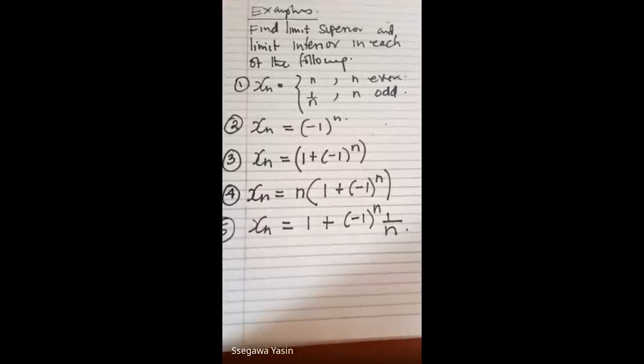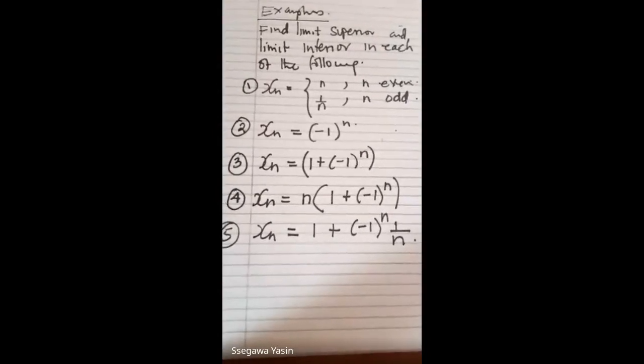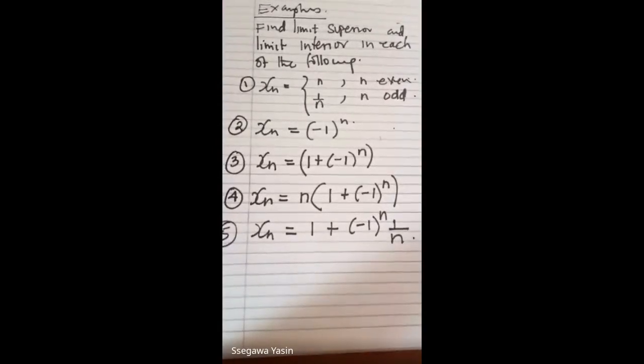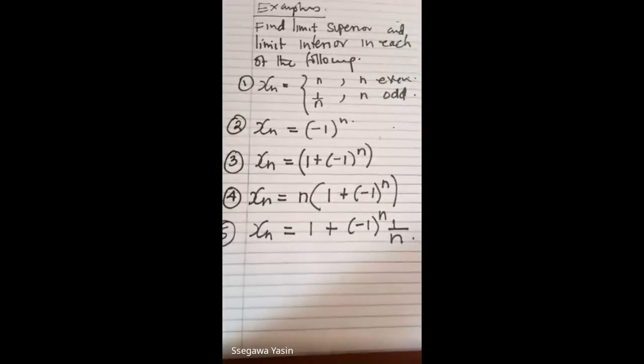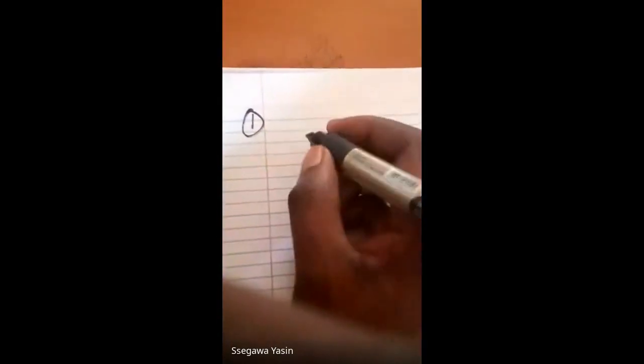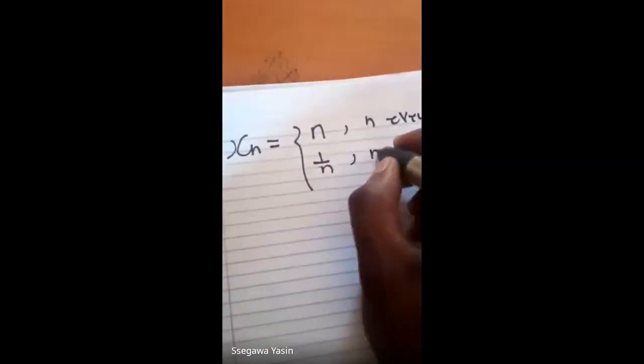And then let's follow the order, to be able to catch up. Please, these are the examples we are going to look at. You'll be able to follow, then you do that work. So let's look at number 1 at a time. So number 1, let's see what happens. We have xn equals n when n is even, 1 over n when n is odd.